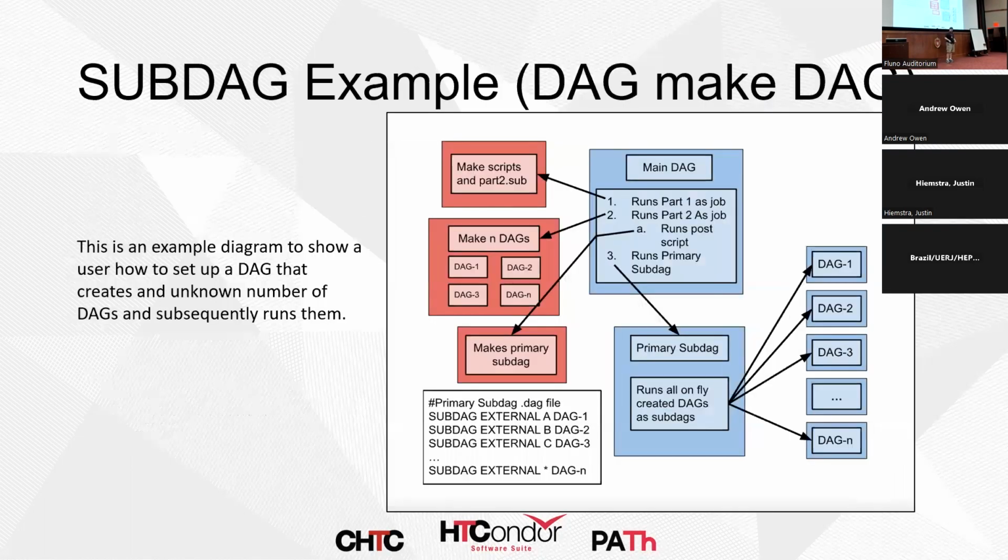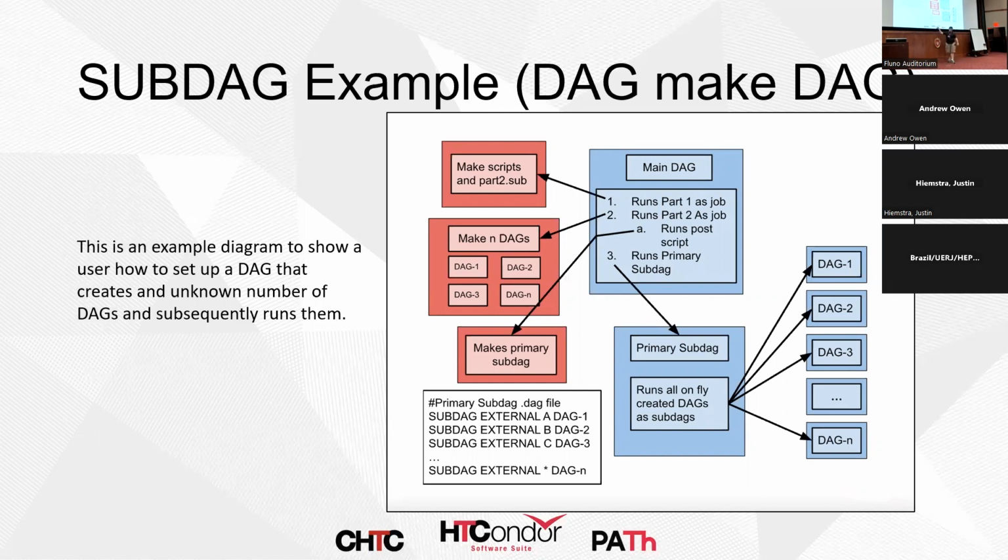I actually helped a user at LIGO who came to me with this problem. He's like, I have this DAG. It produces a random number of DAGs, and I need to run those DAGs. And I was like, wow, that's fun. Here's an example diagram of how we can do this.